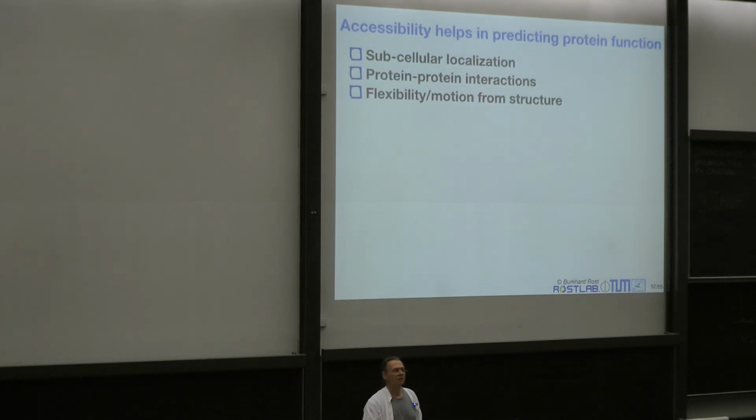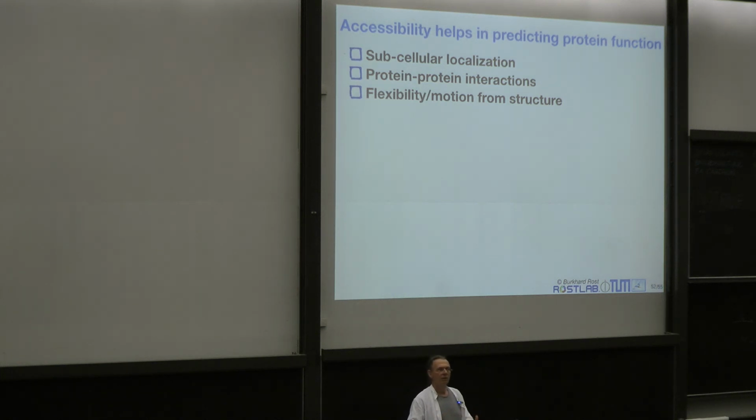We can use the predicted solvent accessibility. This is a slightly outdated slide. I said you can use it to predict subcellular localization. You can use it to predict protein-protein interaction, flexibility of motion of structures. It has been used for all of those, and many more. So there's a large battery of methods out there that use solvent accessibility and secondary structure prediction as input to predict other aspects of protein function.